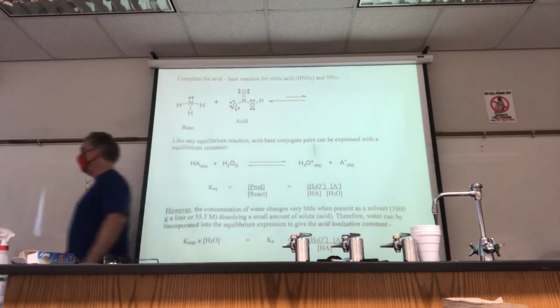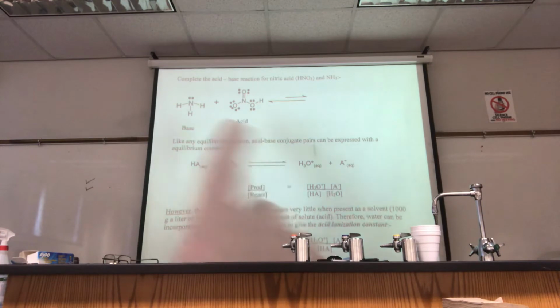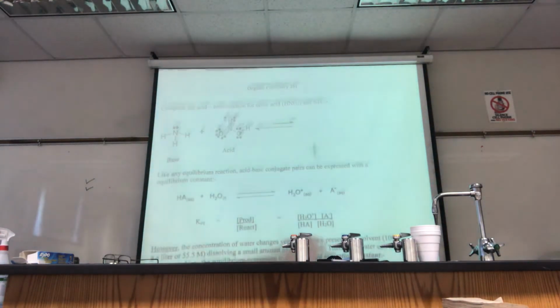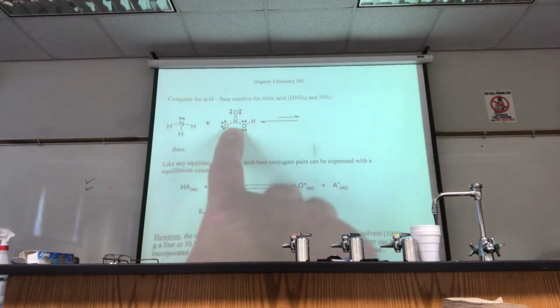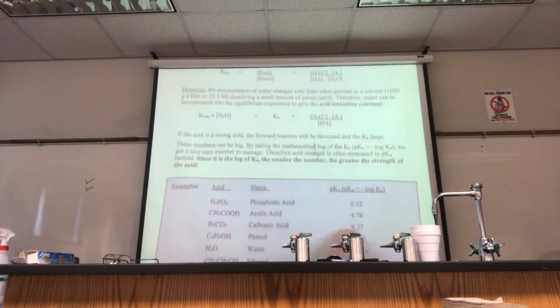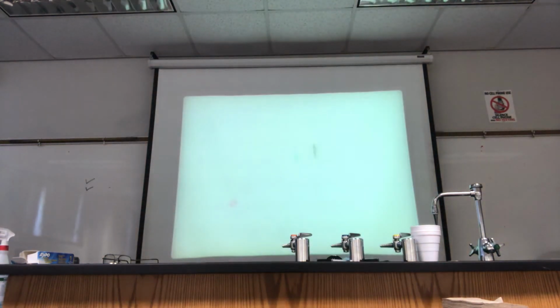So we did that one, we've seen that proton transfer from the acid to the base. So we produce ammonium ions and the nitrate. Talked about the pKa, taking the negative log of the acid constant.